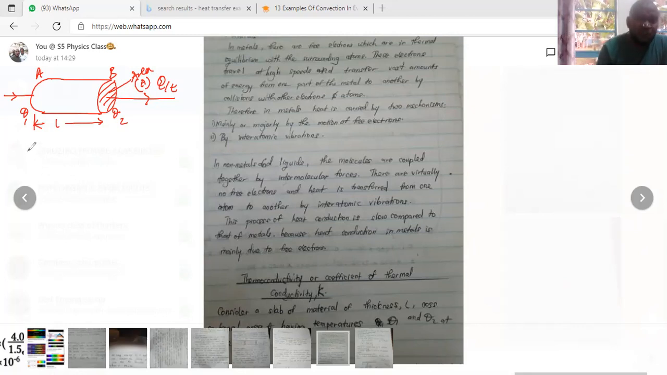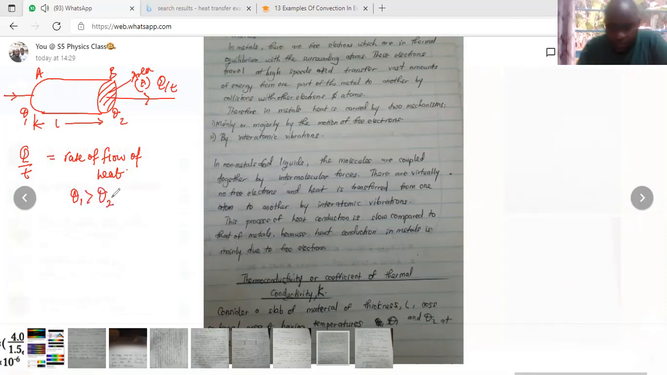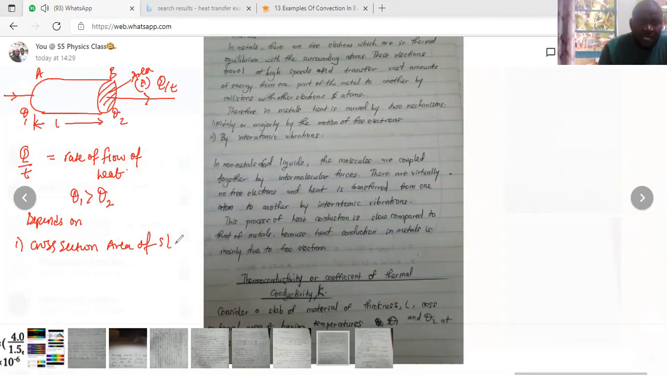So the rate at which heat flows, heat is Q. The rate at which it flows, Q over T, is the rate of flow of heat. Like I've already shown you, theta one is greater than theta two. Therefore, the rate of flow of heat energy through a specimen will depend on the following factors. So these are the dependents. One, the cross-section area of the slab.